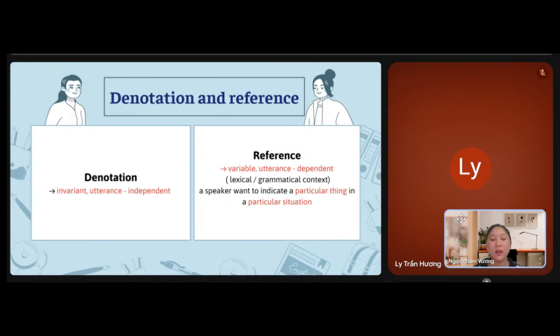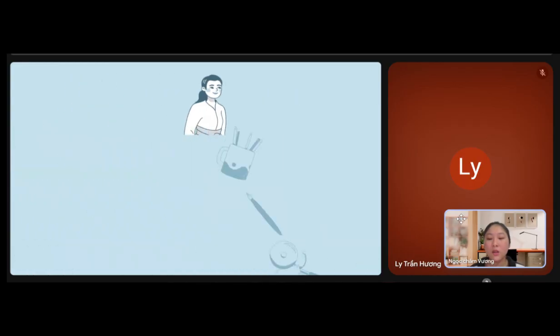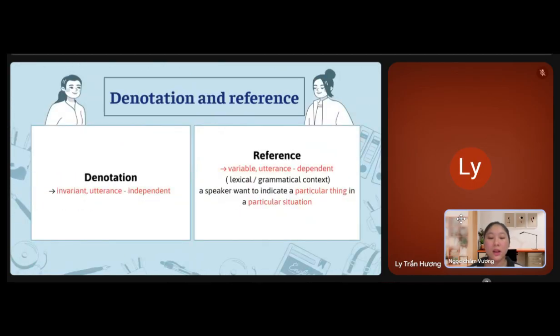Distinguishing denotation and reference: although the difference is fundamental, it is often ignored. Denotation concerns a thing in general, or any possible member of the category. Reference concerns a particular thing in a specific situation. A speaker uses reference to point to and identify a specific object, not the entire category.